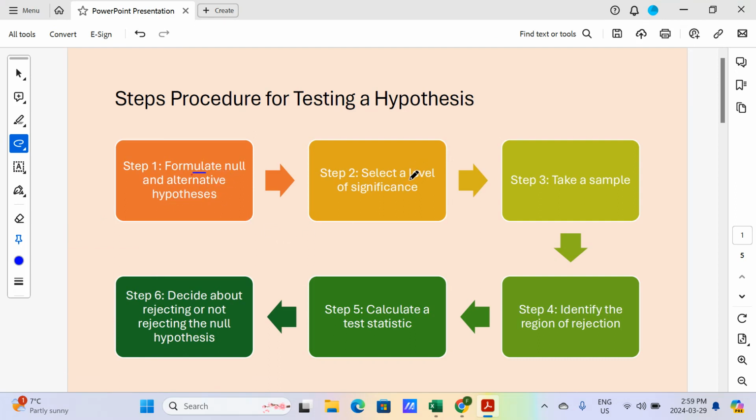In step two, we need to select a level of significance. But when you solve a question, level of significance is given in the question. Then in step three, we need a sample. I need information about the sample. In step four, I need to identify the rejection region clearly, as well as the cutoff point. Okay. In step five, I need to calculate a test statistic.